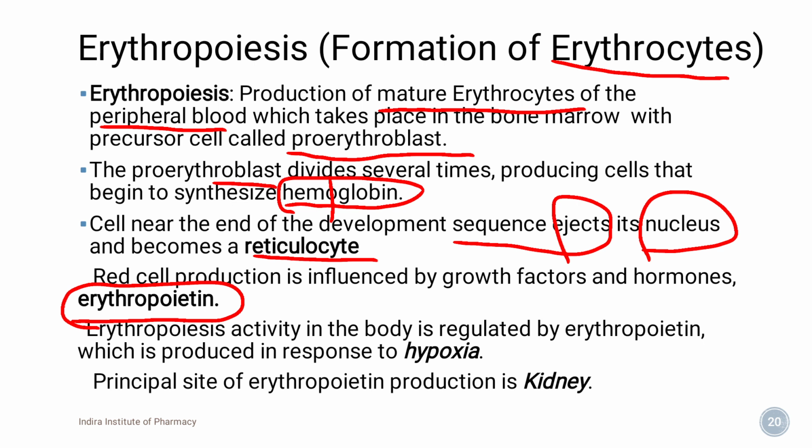Erythropoiesis activity in the body is regulated by erythropoietin, which is produced in response to hypoxia. So now what is hypoxia? It is a condition where oxygen is deficient in the body. So the principal site of erythropoietin production is the kidney. So from where is this hormone produced? It's the kidney.